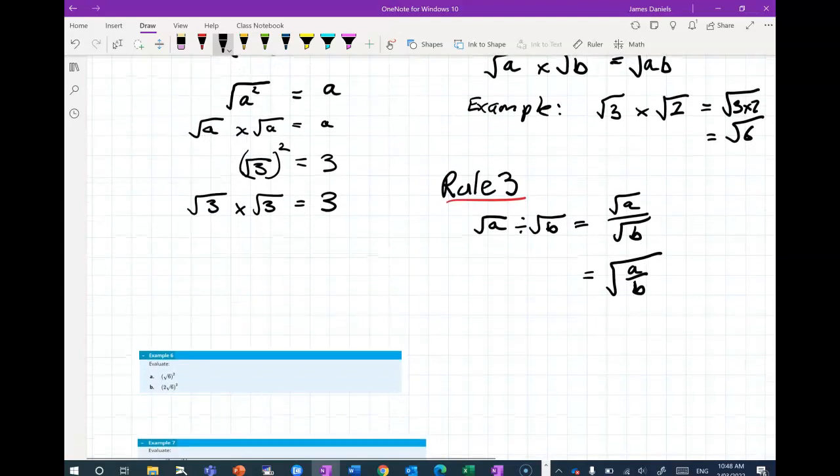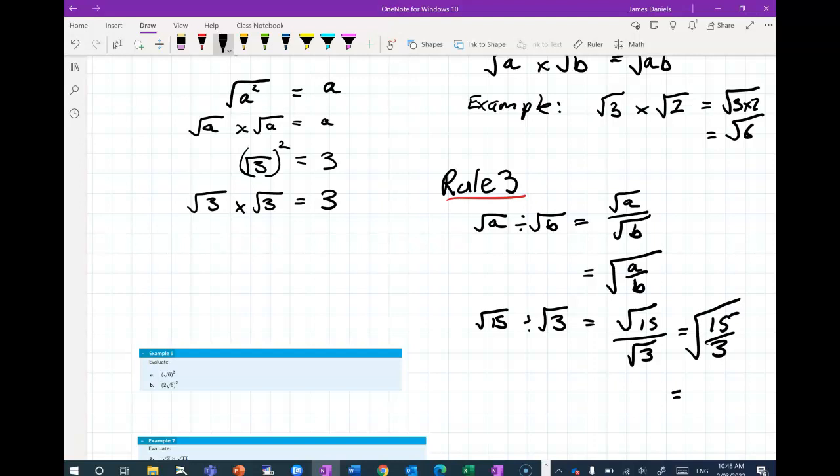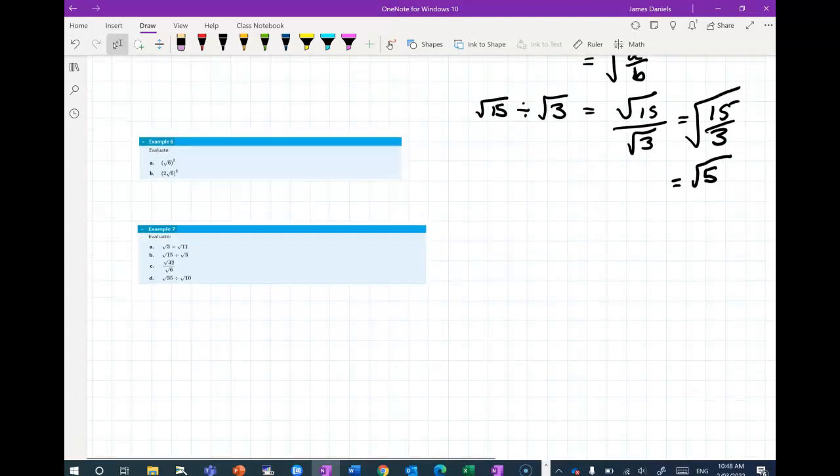All right, so we can look to simplify. An example of this: the square root of 15 divided by the square root of 3, the square root of 15 all over the square root of 3. Well, that's the same as saying the square root of 15 divided by 3. We know that 15 divided by 3 is 5, so we have the square root of 5. Now, you'll get better at seeing how these rules are working and be able to move a little bit quicker. But if you need to, make sure you add in all your steps.